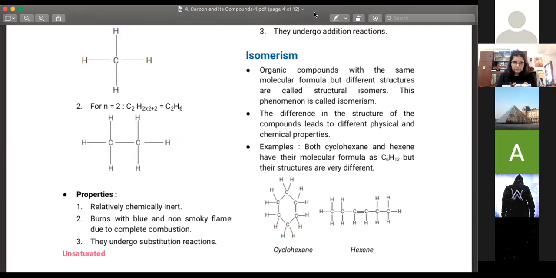Is that example also we have to write? Which example are you noting? That cyclohexane and hexene. Yeah, you can note that if you want, or you can note down the butane wala example. Both are fine.